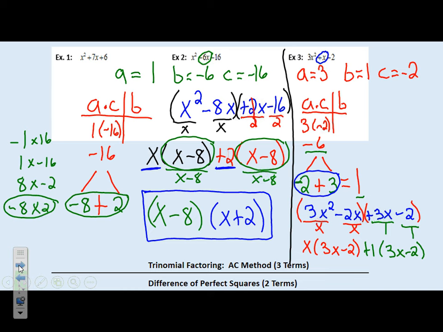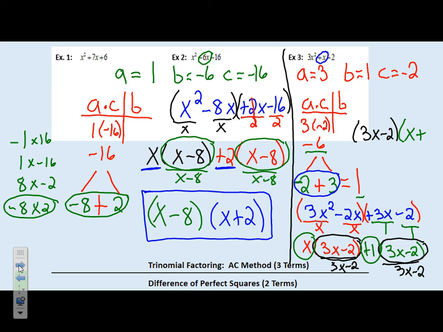Now when I have this, these two are the same, so I can take one of those out. I can take out a 3x minus 2. Once I do that, I'm going to have 3x minus 2, and I'm going to be left with x plus 1. So my other factor is going to be x plus 1. And those are my two factors for this one. All right, ladies and gentlemen? So there is our AC method.